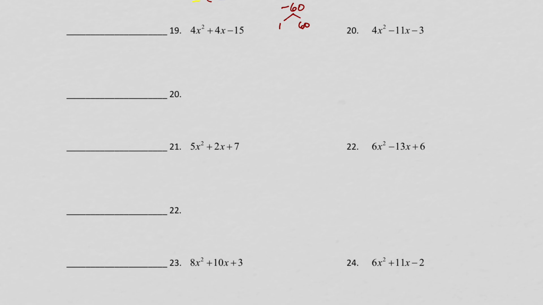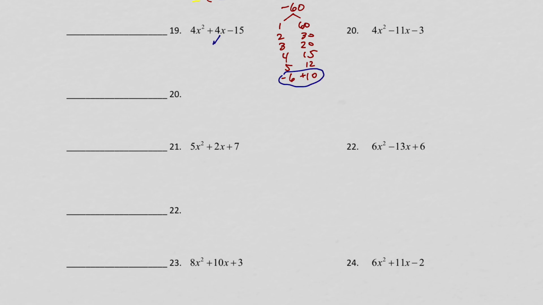1 and 60 gives us 59, 2 and 30, that's 28, 3 and 20, that's 17, 4 and 15, that's 11, 5 and 12, that's 7, 6 and 10, that's 4. Unfortunately, it was the last factor pair possible. But we have to put a positive on the 10 and a negative on the 6 because these have to add up to positive 4, not negative 4. And they have to multiply to that. So this is the factor pair that we're after.